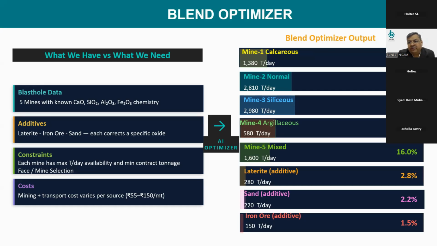So on the right hand side, we have a blend optimizer. We have cases in which different percentages of material are supplied from the mines to the plant and what the correctives being used are.